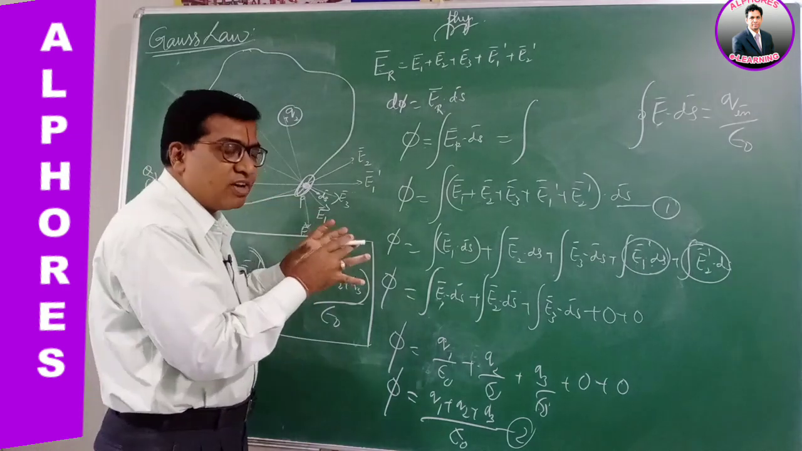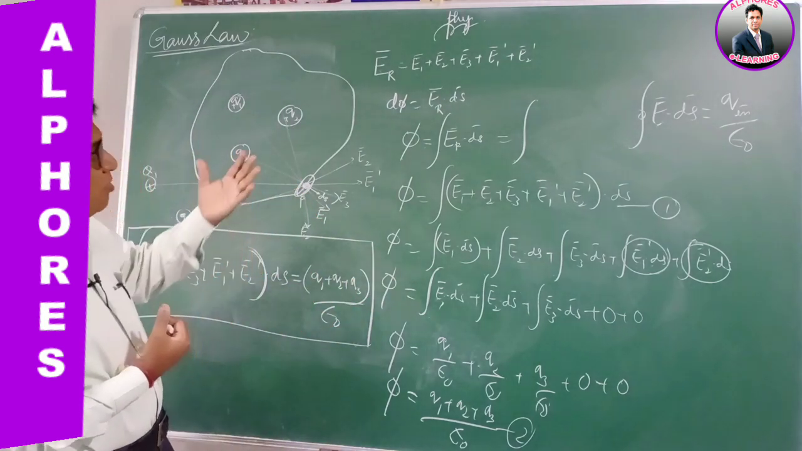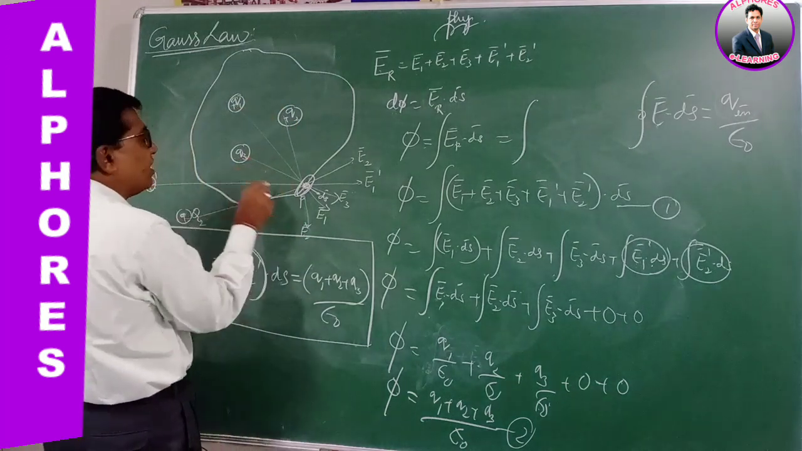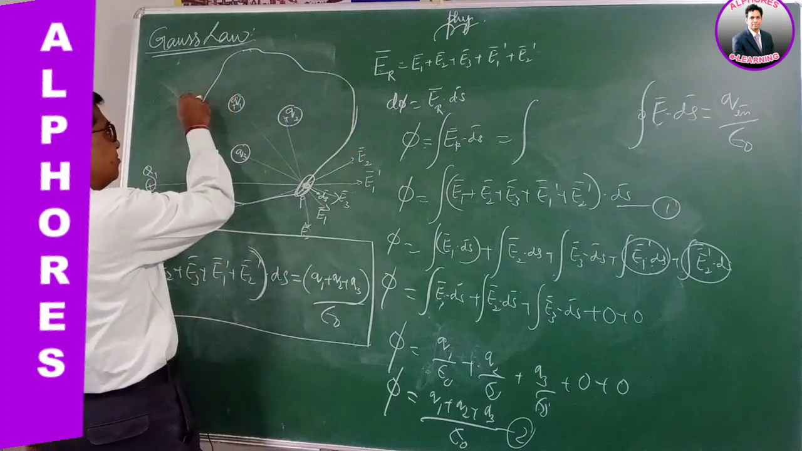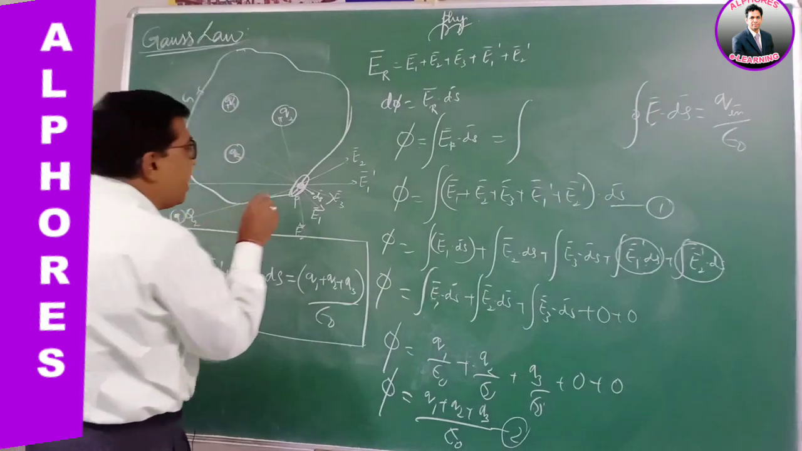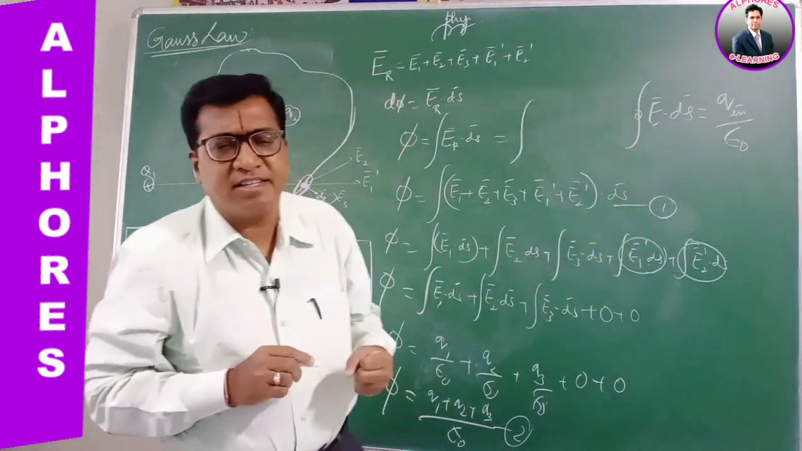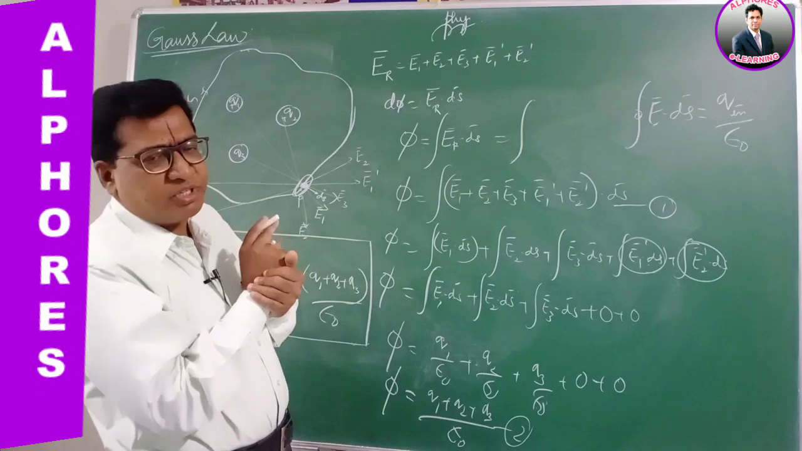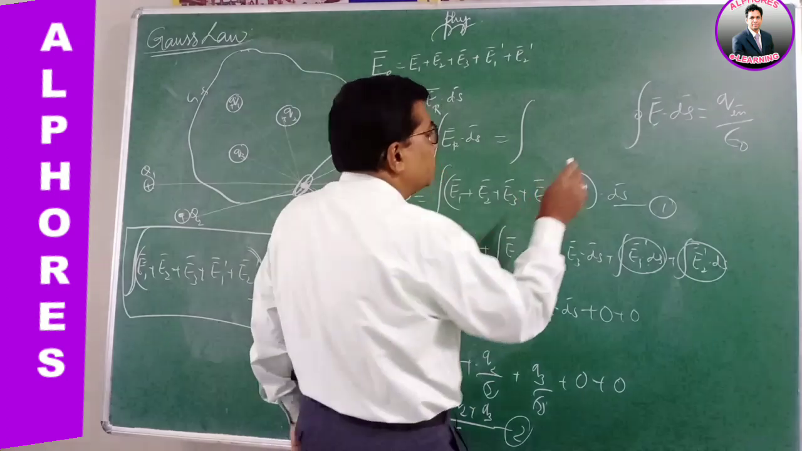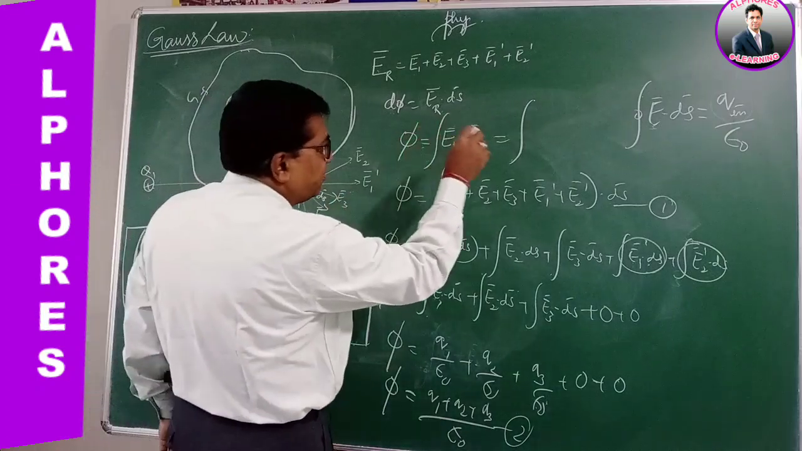To understand Gauss law, it is explained clearly by an example like this. I have taken some charges inside a Gaussian surface: 3 charges inside and 2 charges outside. Now I have to calculate the electric field at this point. Gauss law is helpful to determine the electric field due to any charge distribution, right? So using this formula, integral E dot ds equals Q inside by epsilon naught, I want to find the resultant electric field. Let it be E resultant.